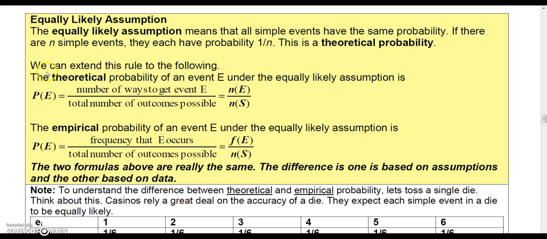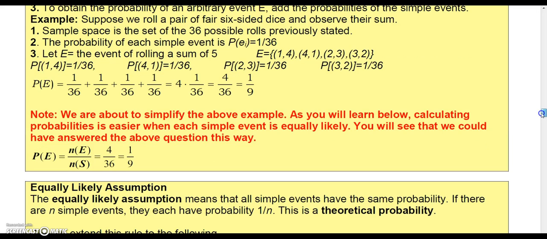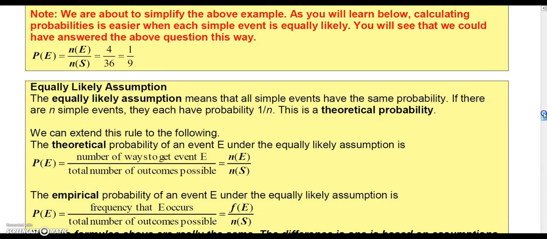And so by using this equally likely assumption, we can state that the probability of your event is simply the number of ways to get the event over the total number of outcomes possible. So again, if you go back up here to the probability of rolling a sum of 5, you'll notice that there were 4 ways to roll a sum of 5, and there were 36 possible rolls total, so the probability was 4 out of 36. Again, that's because each of the simple events was equally likely.